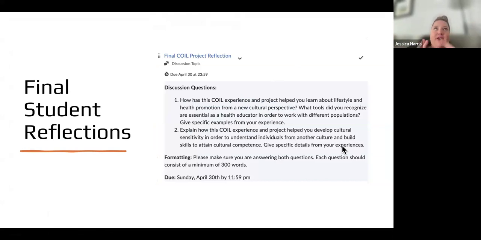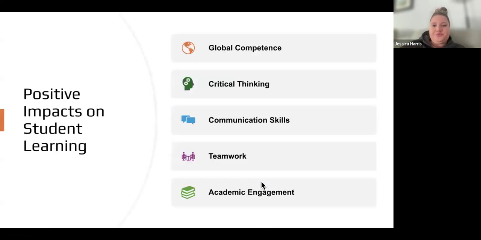In our pre and post tests, we have quantitative data, but we also did a thematic analysis of the final COIL project reflection to really see how it helped them develop any cultural sensitivity or awareness that maybe they hadn't had before. So we use this as our qualitative reflective piece, where we got some good feedback from students. And it was embedded into the assignment that they had for the COIL project.